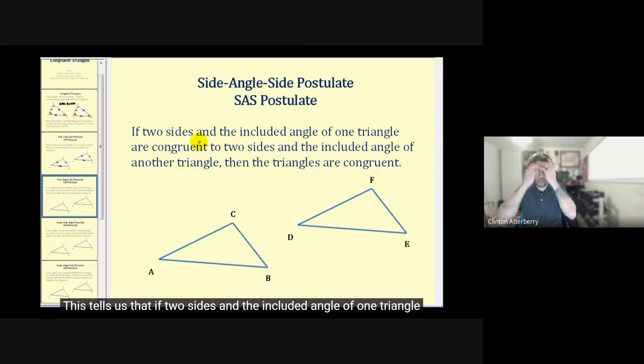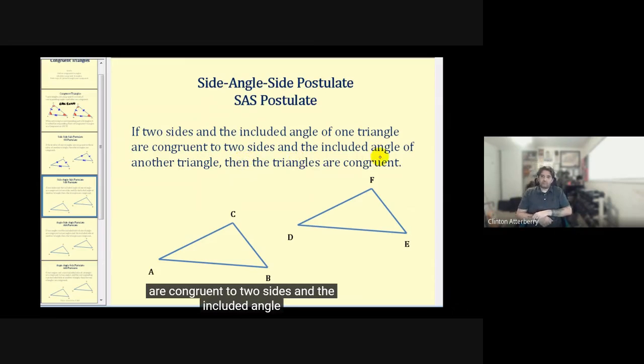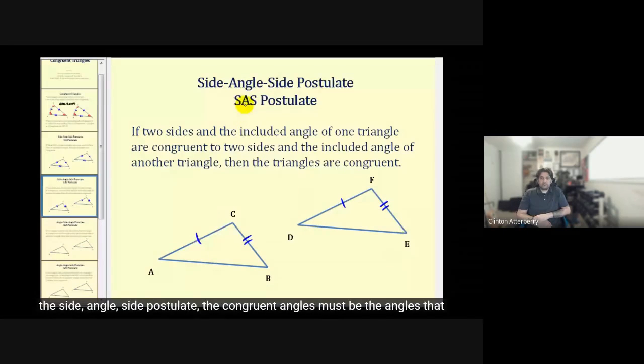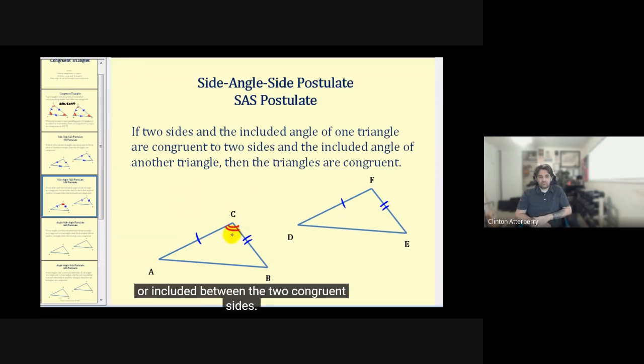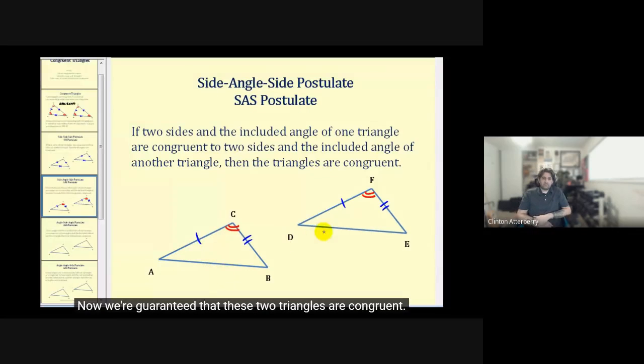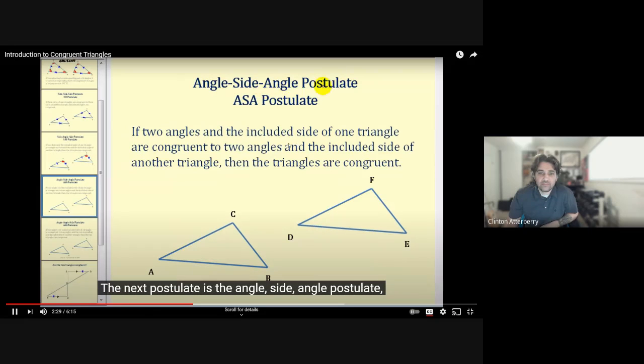This tells us that if two sides and the included angle of one triangle are congruent to two sides and the included angle of another triangle, then the triangles are congruent. If we know that this side is congruent to this side, and this side is congruent to this side, in order to satisfy the side angle side postulate, the congruent angles must be the angles that are between or included between the two congruent sides. So the congruent angle would have to be here in order to satisfy the side angle side postulate. Now we're guaranteed that these two triangles are congruent. The next postulate is the angle side angle postulate.